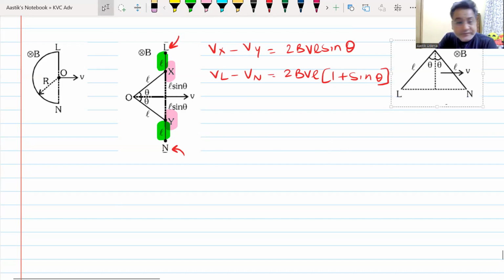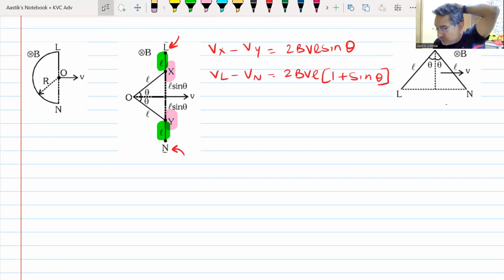Next one, this one. What is the potential difference between L and N? 0, sir. Why 0? V is 0, sir. V perpendicular is 0, sir. Okay.